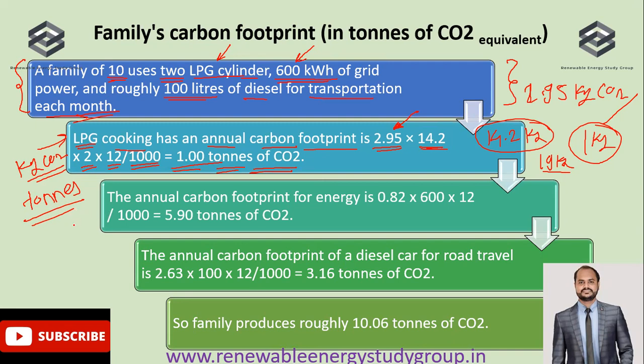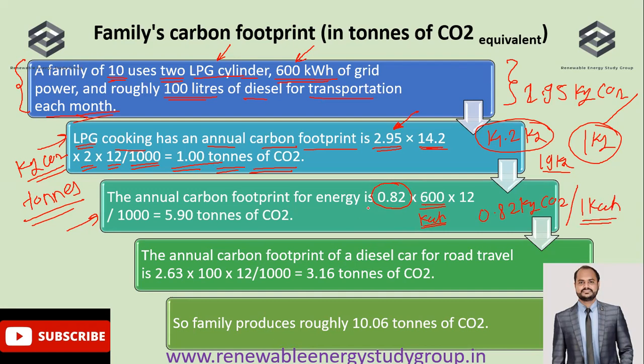Second is that we have to consider the grid energy or electricity, because as per the data which has been given in the case study, 600 kilowatt hour of electricity has been consumed by the family members. So we have to consider the emission factor, you can consider like 0.82 kg of CO2 emitted by consumption of 1 kilowatt hour of electricity.